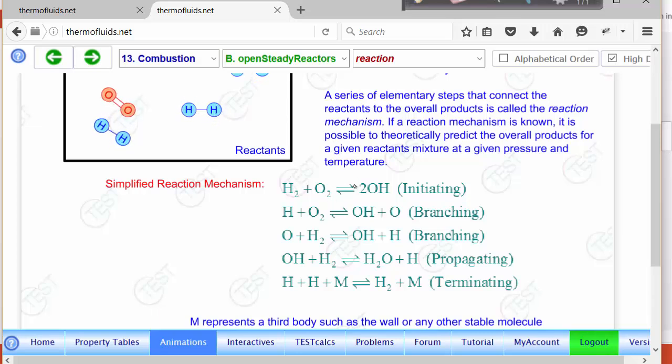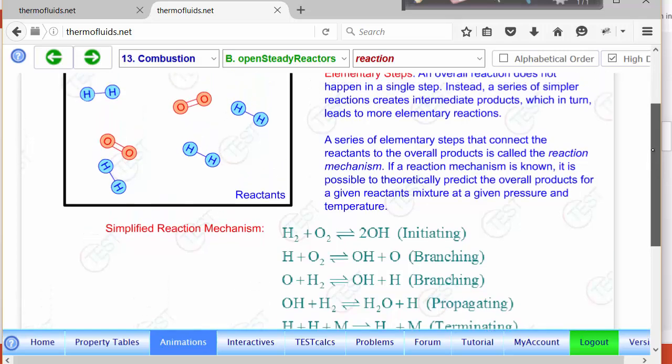So these are called elementary steps, and many of these combine together to produce the ultimate products in a reaction. To know ahead of time exactly these elementary steps is a very difficult proposition. There is a lot of research that goes on, and that area of research is called chemical kinetics, and this is covered in chapter 14 of your book. We'll not go there, but at least you should have an idea.